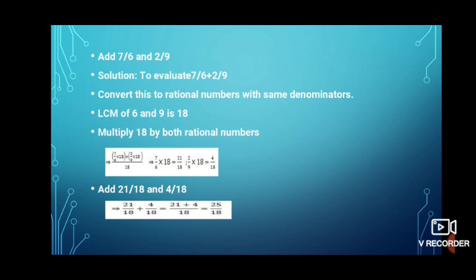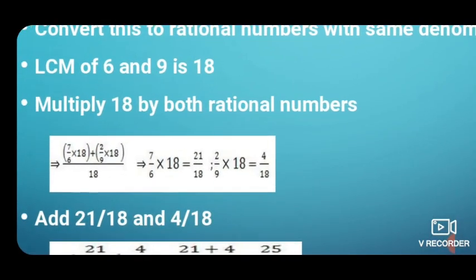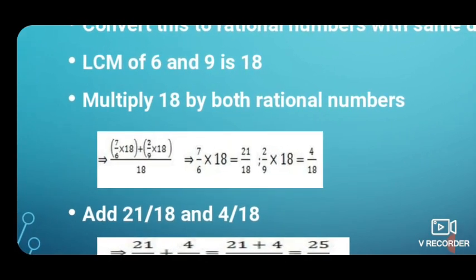If we multiply, will it get balanced, children? No, children. Whenever we are multiplying, we have to divide also with the same number. So if we multiply and divide 7 by 6 into 18 and 2 by 9 into 18, we will get, here we can see in detail, 7 by 6 into 18 is equal to 6 1s are 6, 6 3s are 18. Then 7 3s are 21 by 18 divided by 18. Next 2 by 9 into 18, we will get here 9 1s are 9, 9 2s are 18, 2 2s are 4 by 18.